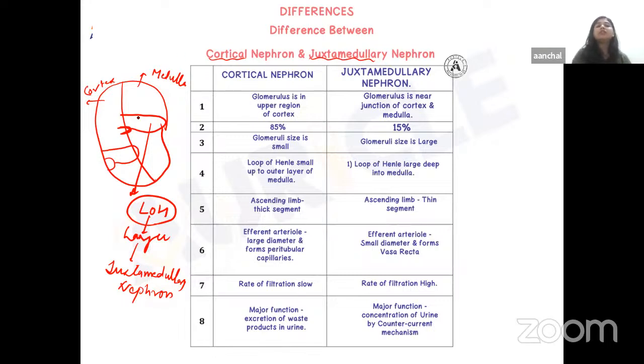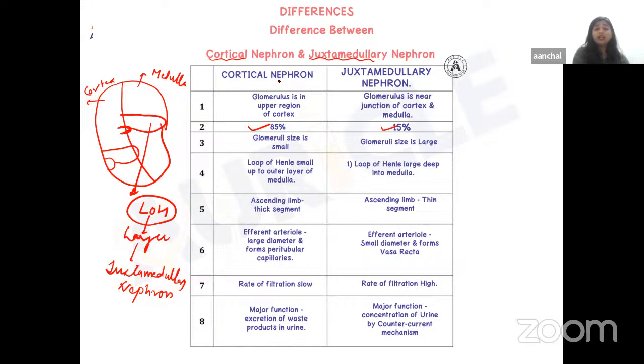As we have discussed and seen in the picture, in the cortical nephron the glomerulus is present in the upper region of the cortex. The glomerulus in the juxtamedullary nephron is present near the junction of cortex and medulla. Talking about the number, cortical nephrons are approximately 85%, and juxtamedullary nephrons are 15%. The glomerular size is smaller in the cortical nephron and larger in the juxtamedullary. And the loop of Henle is small, up to the outer layer of the medulla, whereas in the juxtamedullary nephron the loop of Henle is large, going deeper into the medulla, as we have seen.